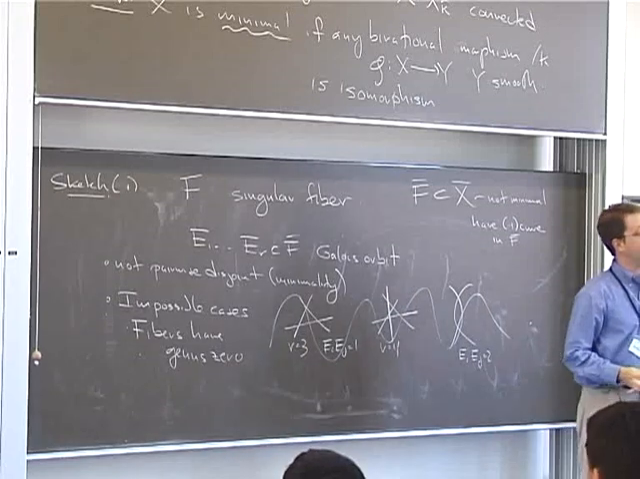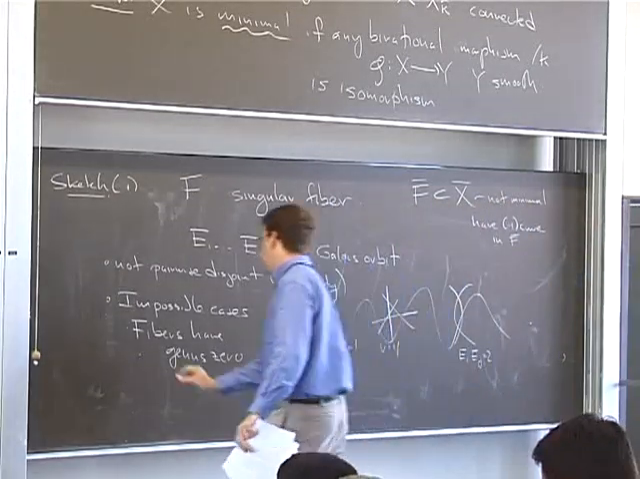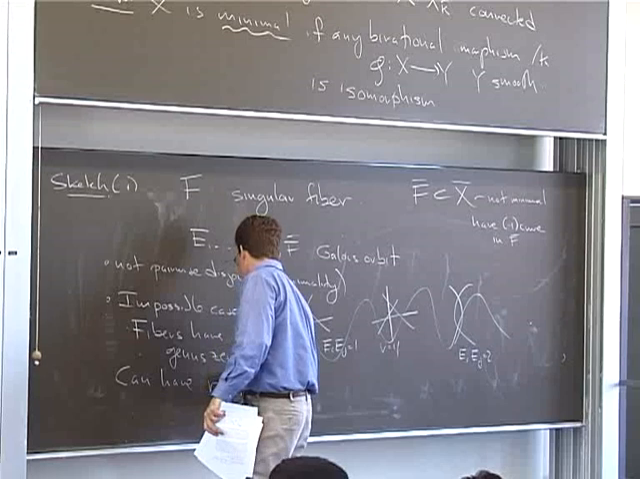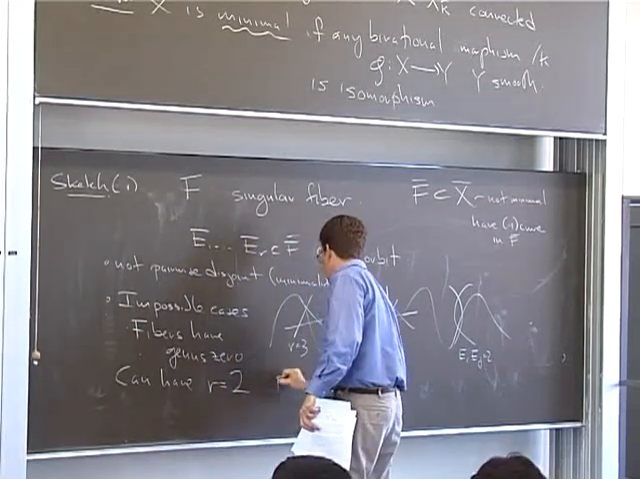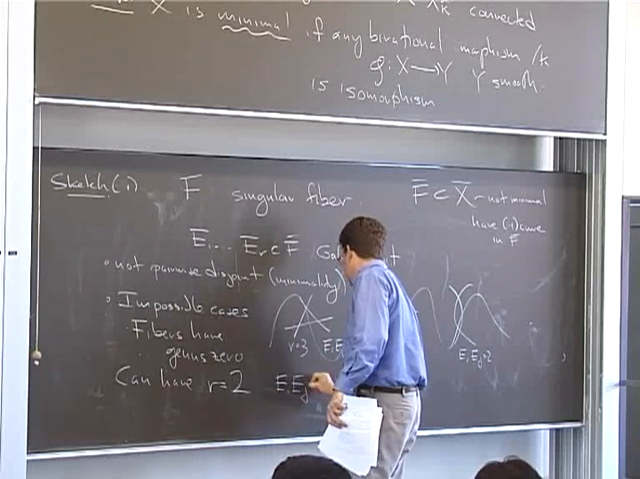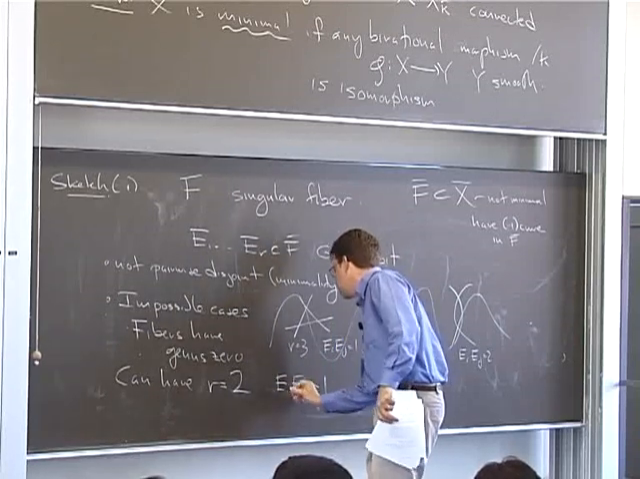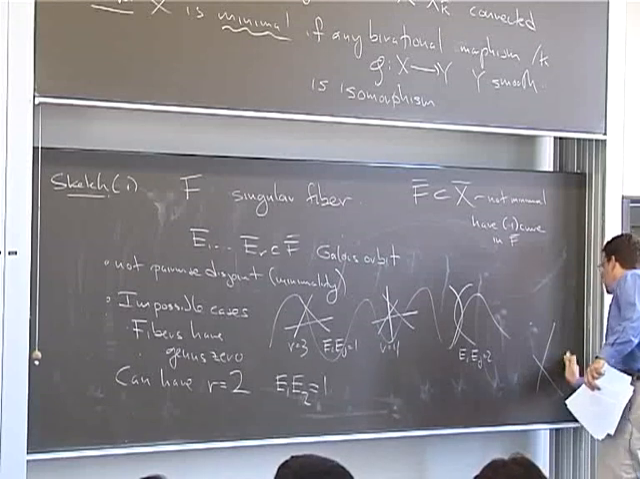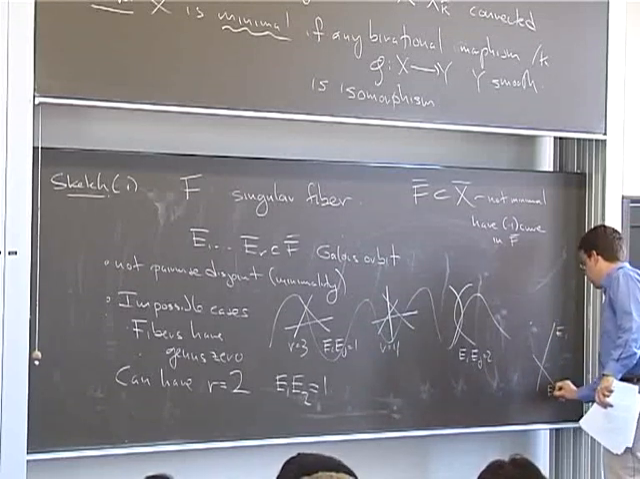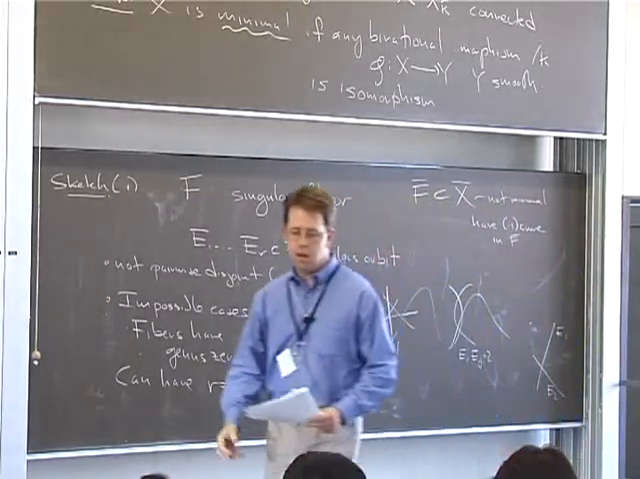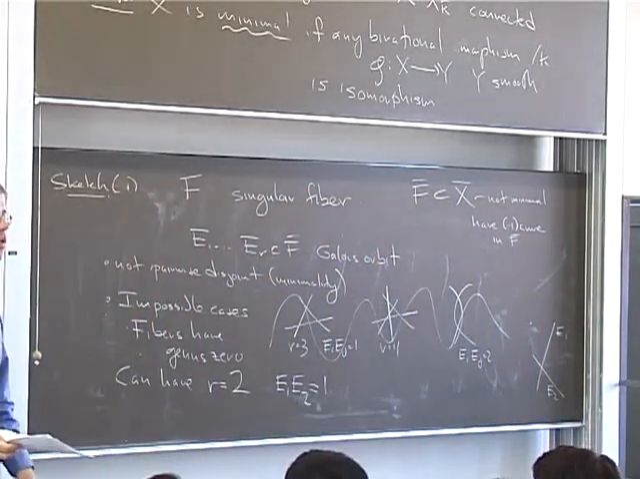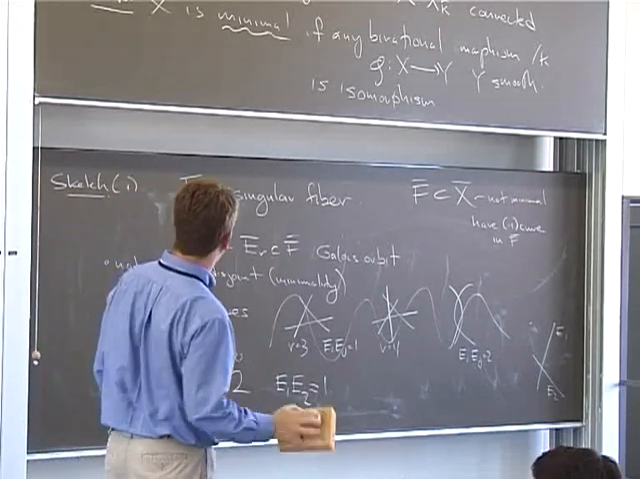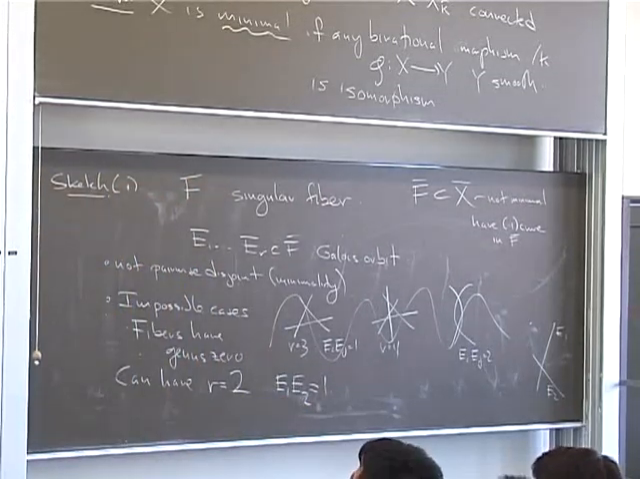So what's left? What can we realistically have? The only possibility is that r is equal to 2, and the two corresponding components meet at one point. Okay? So there might be other garbage, other than those two key components. How do we show that there isn't any other garbage that we don't want? So here's the idea.